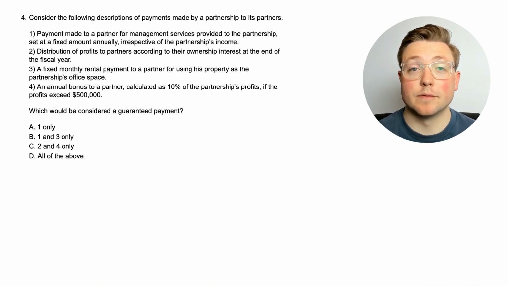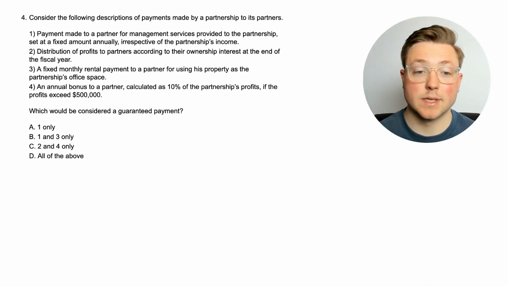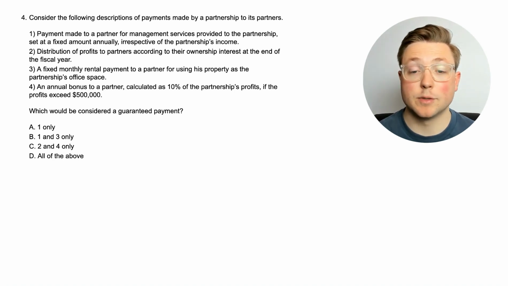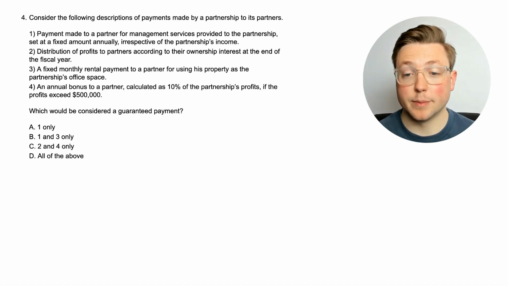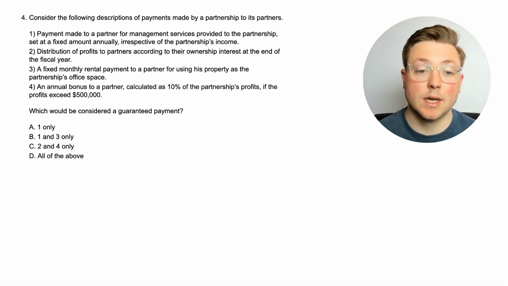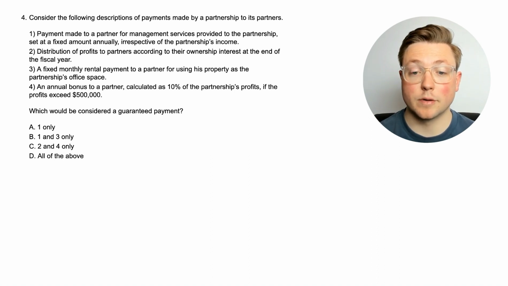Okay, here is question 4. Consider the following descriptions of payments made by a partnership to its partners. Payment made to a partner for management services provided to the partnership set at a fixed amount annually, irrespective of the partnership's income. Distribution of profits to partners according to their ownership interest at the end of the fiscal year. A fixed monthly rental payment to a partner for using his property as the partnership's office space. An annual bonus to a partner calculated as 10% of the partnership's profits if the profits exceed $500,000. So which of these would be considered a guaranteed payment?